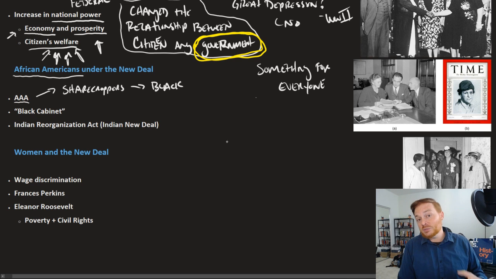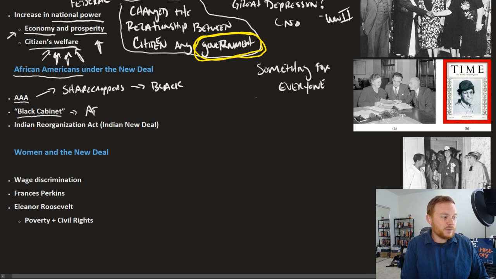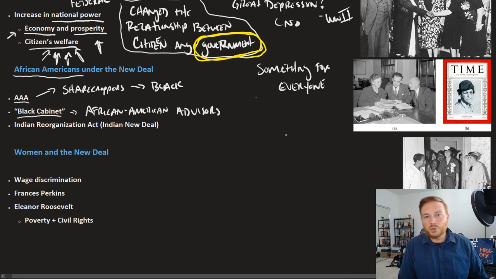However, Roosevelt at the same time did recognize that African Americans faced unique problems. He maintained what was called a Black cabinet. These were African American advisors that Roosevelt would routinely communicate with to address problems specifically for African Americans in the United States.